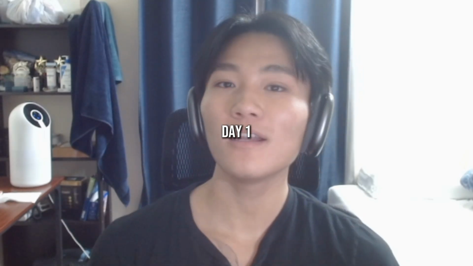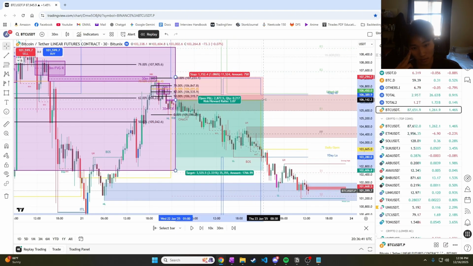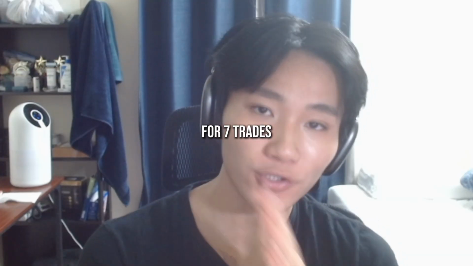On day 1, it looked like a dream. I went 3 for 4, hitting +4 RR. But as I kept going, the problem became obvious. It took me 5 months of price action data to find those 7 trades. I always prided myself in being the patient swing trader, but I felt like I was missing out on the market's true potential. How could I catch more trades without sacrificing quality?